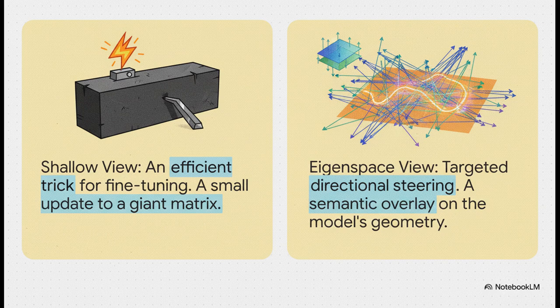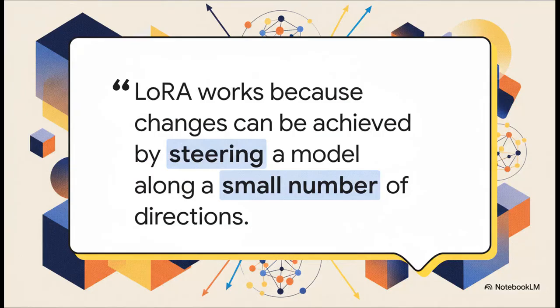It's creating this precise semantic overlay that gently nudges the model's behavior in a very specific direction. And that is why LoRA is so incredibly efficient. It doesn't have to change the entire model. Because a new skill, like say adopting a specific personality or learning medical jargon, often exists within a really small, compact subspace. LoRA's job is just to find that direction and give the model a gentle push.